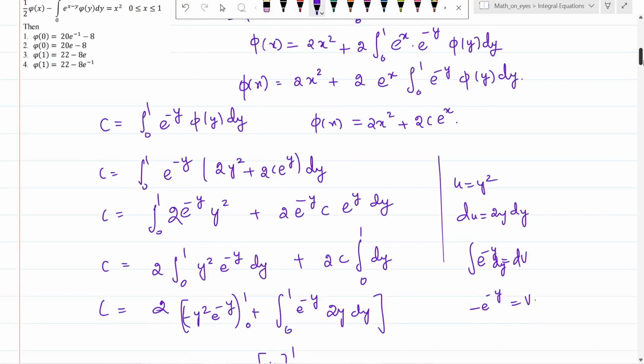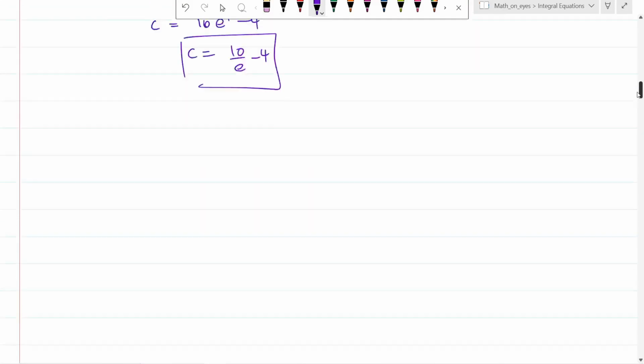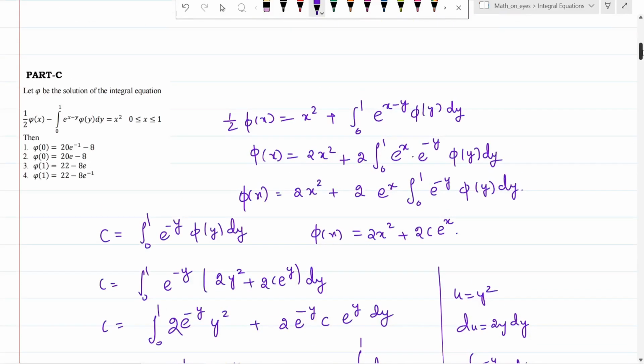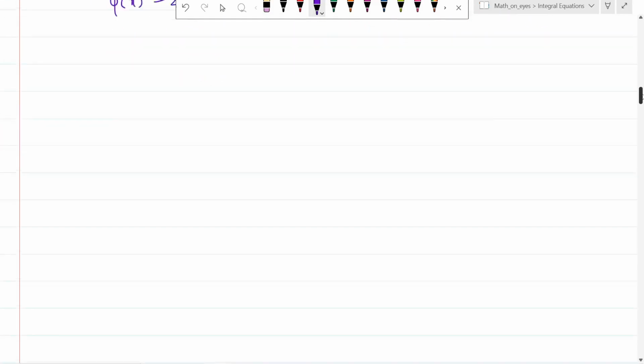What is our phi of x here? Phi of x is equal to 2x square plus 2c e power x. As phi of x is equal to 2x square plus 2c e power x, we get it as 2 into x squared plus 2 into e power x and then 10 by e minus 4. In the options, we need to find phi of 0 and phi of 1.